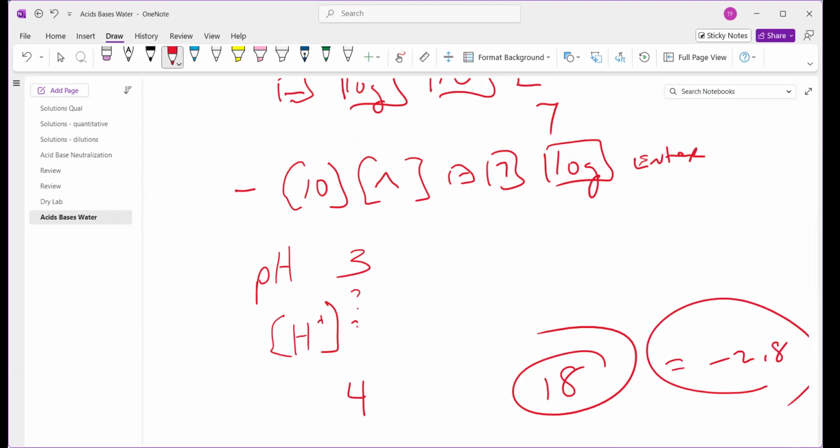It can also be very high as well. Remember, when pH is above 7, it becomes alkaline or basic. pH below 7, it's acidic. pH of 7, it is neutral. It's neither acid nor base.